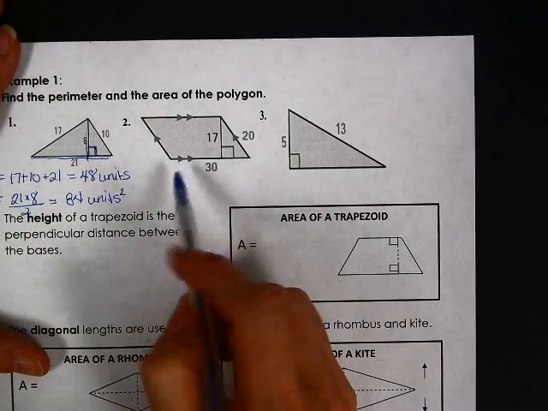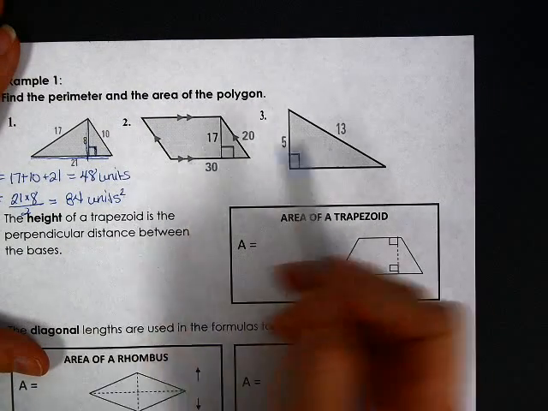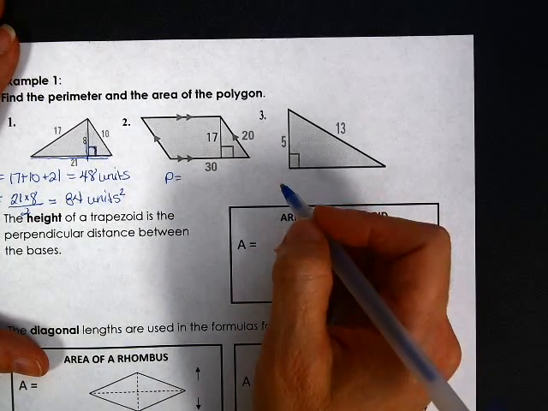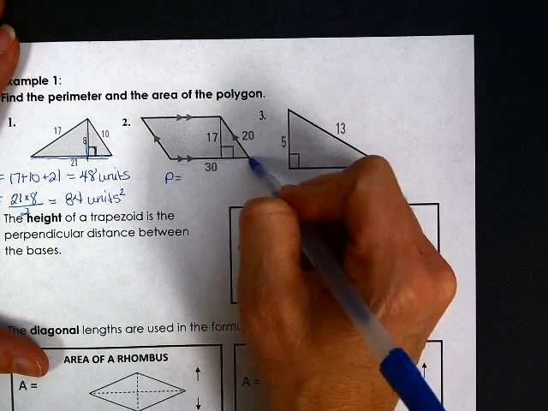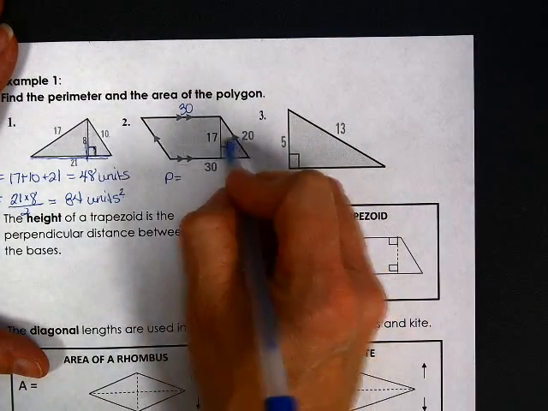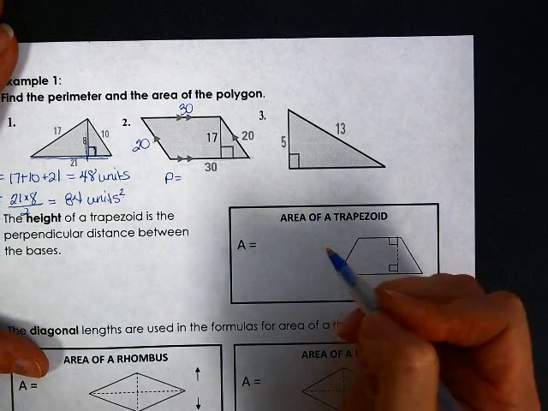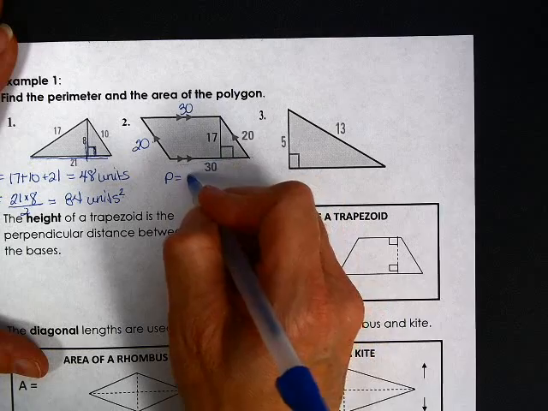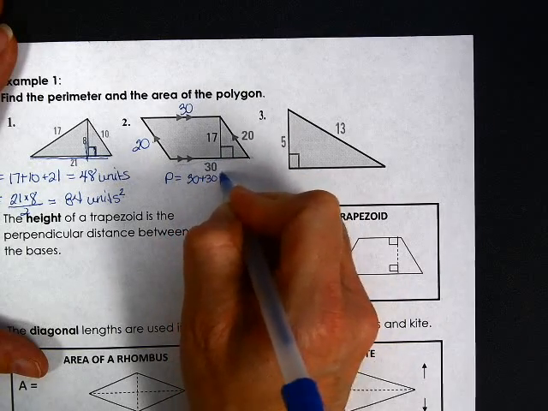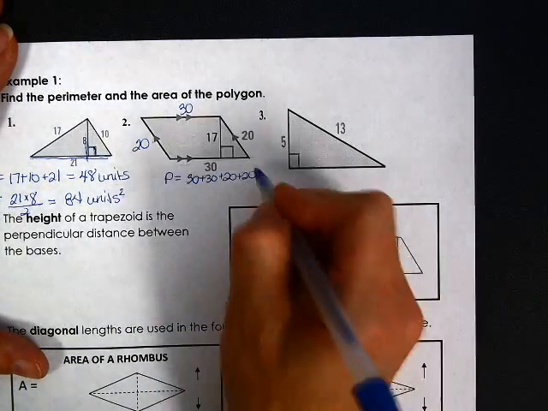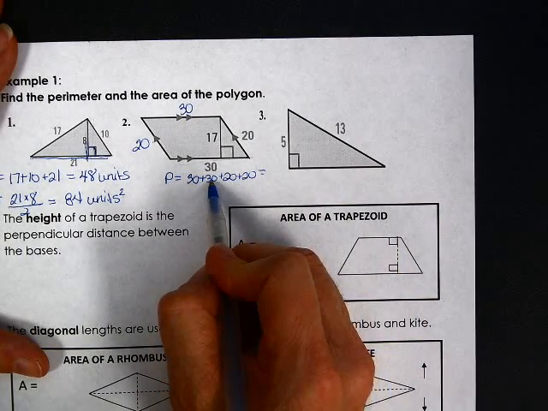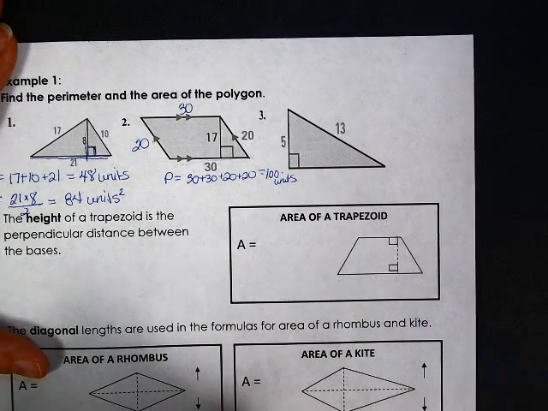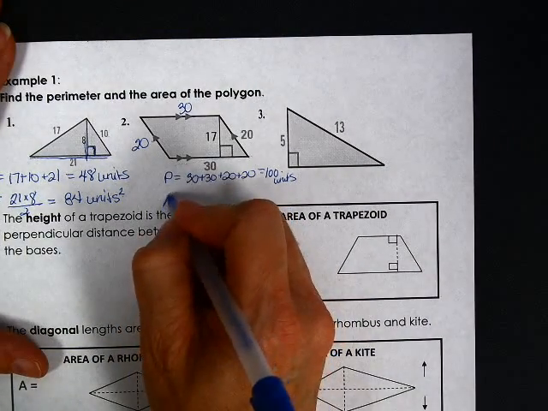All right, number 2, we have a parallelogram. If we want to find the perimeter, the thing about a parallelogram is opposite sides are congruent. So if this side is 30, this side is 30, and this side here is 20. I can do a formula, but I don't care. I'm just going to add up all those sides. So 30 plus 30 plus 20 plus 20. That's 60 plus 40, or 100 units.